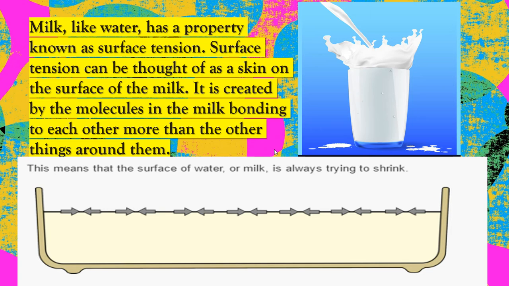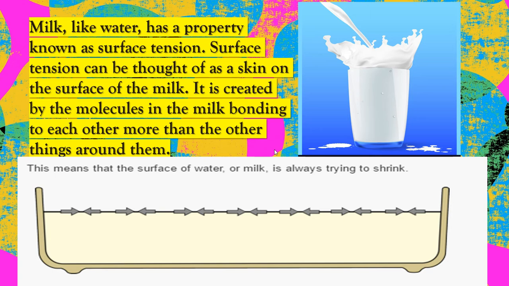Something just ran across my mind. And you probably can guess the question I'm getting ready to ask you. What would milk be, a solute or a solvent? It would be a solvent. Very good. Surface tension can be thought of as a skin on the surface of the milk.